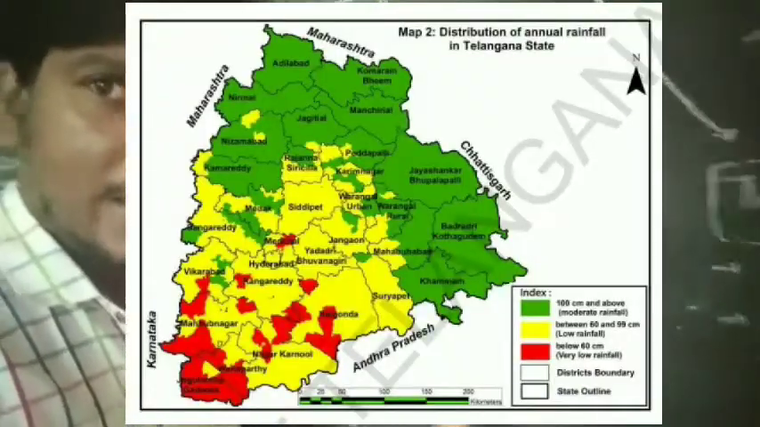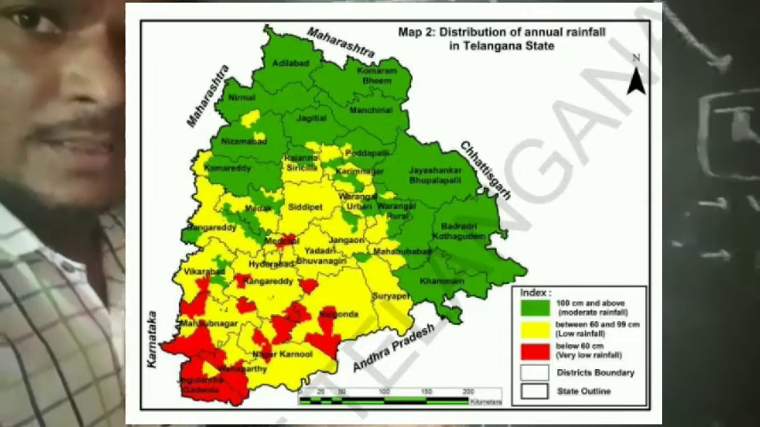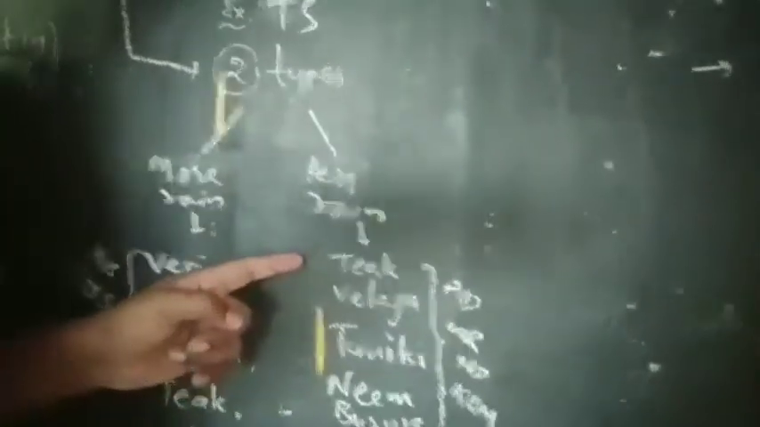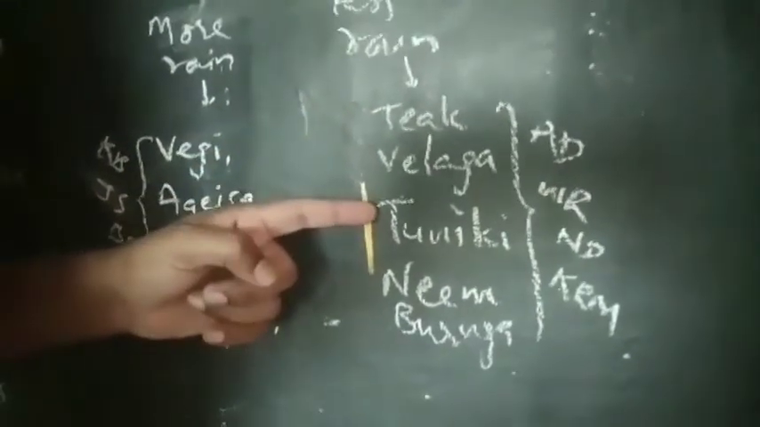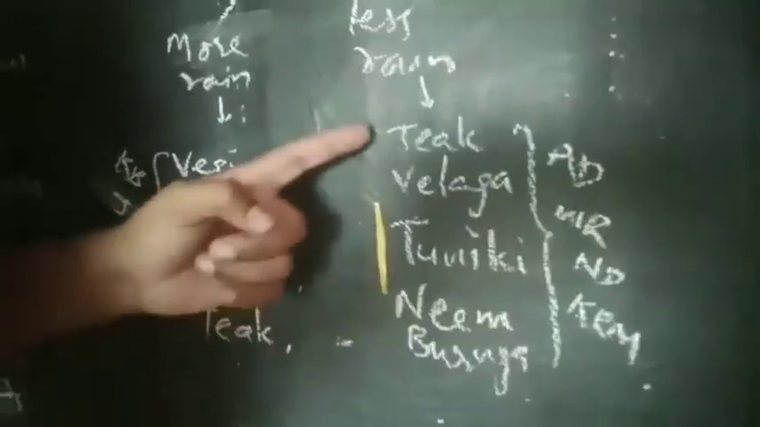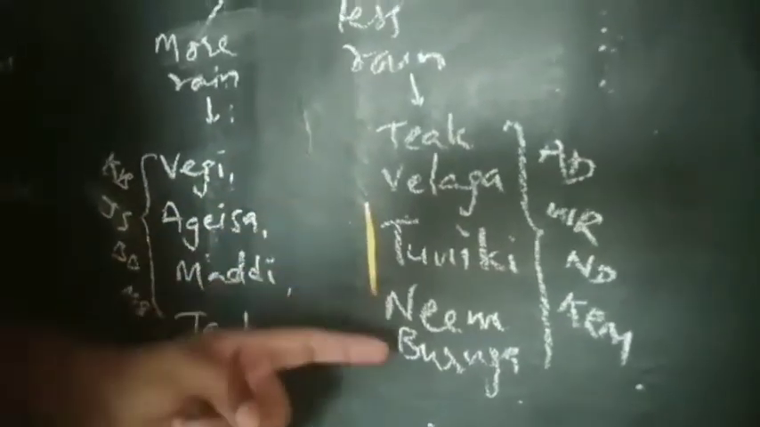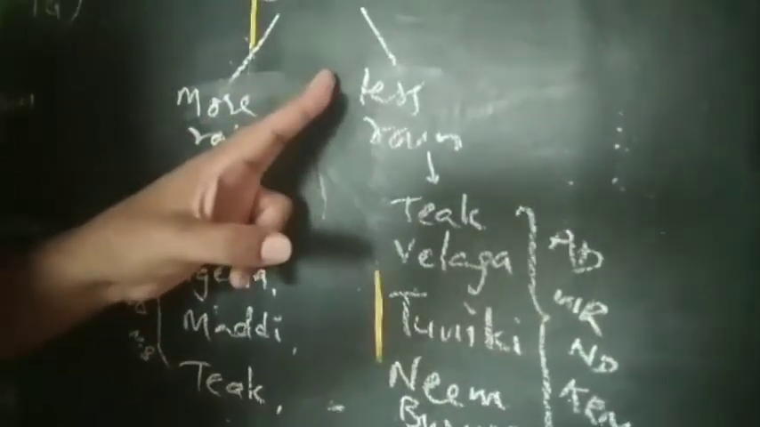In the northern districts of Telangana including Jagtial, Karimnagar, Nizamabad, Warangal, Adilabad, the plants that grow in the deciduous forests are teak, velaga, tuniki. You all know that as beedi leaves. Neem trees, buruga. Teak, velaga, tuniki, neem, buruga are the plants or trees grown in the less rainfall regions.